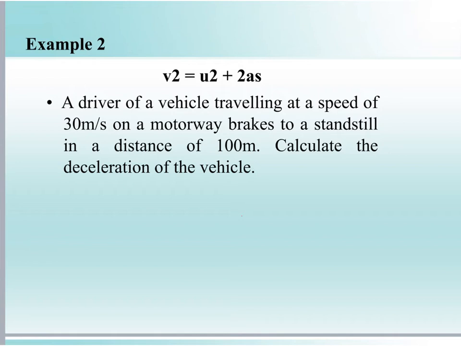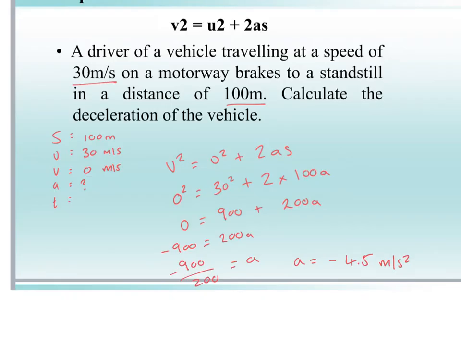Here's another example you can try. So do the SUVAT and just follow this method out. v squared equals u squared plus 2as. Lovely. Okay, so we've got 100 meters, an initial velocity of 30, and a final velocity of 0 there. So v squared is going to become 0 now.